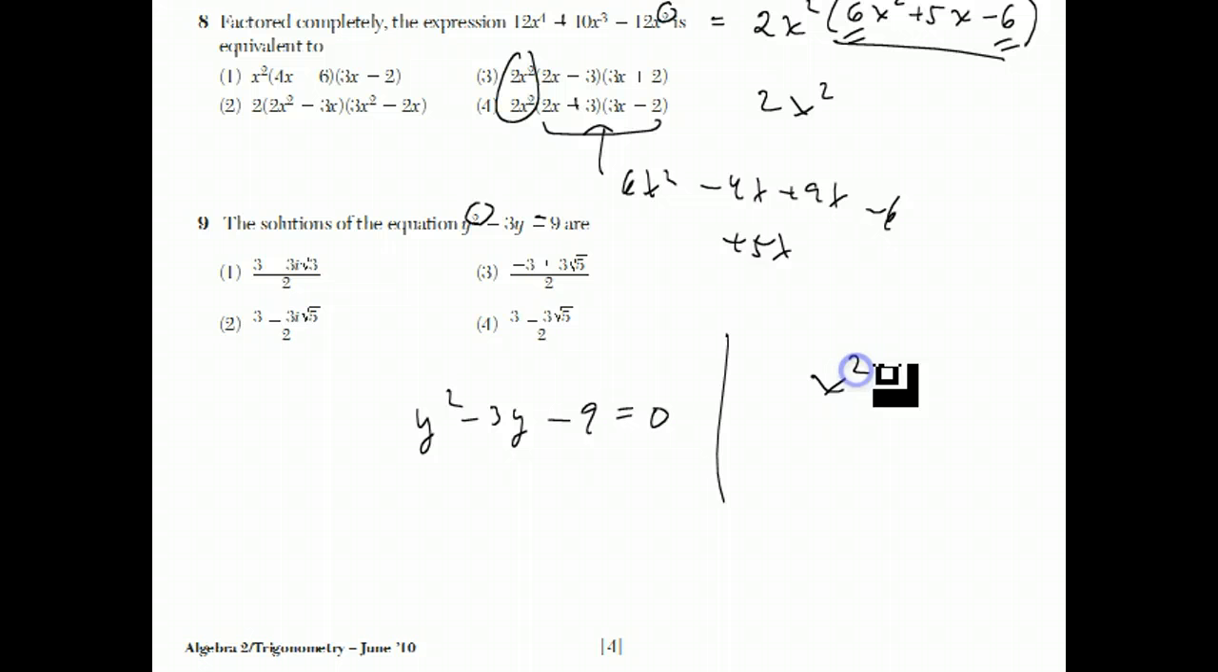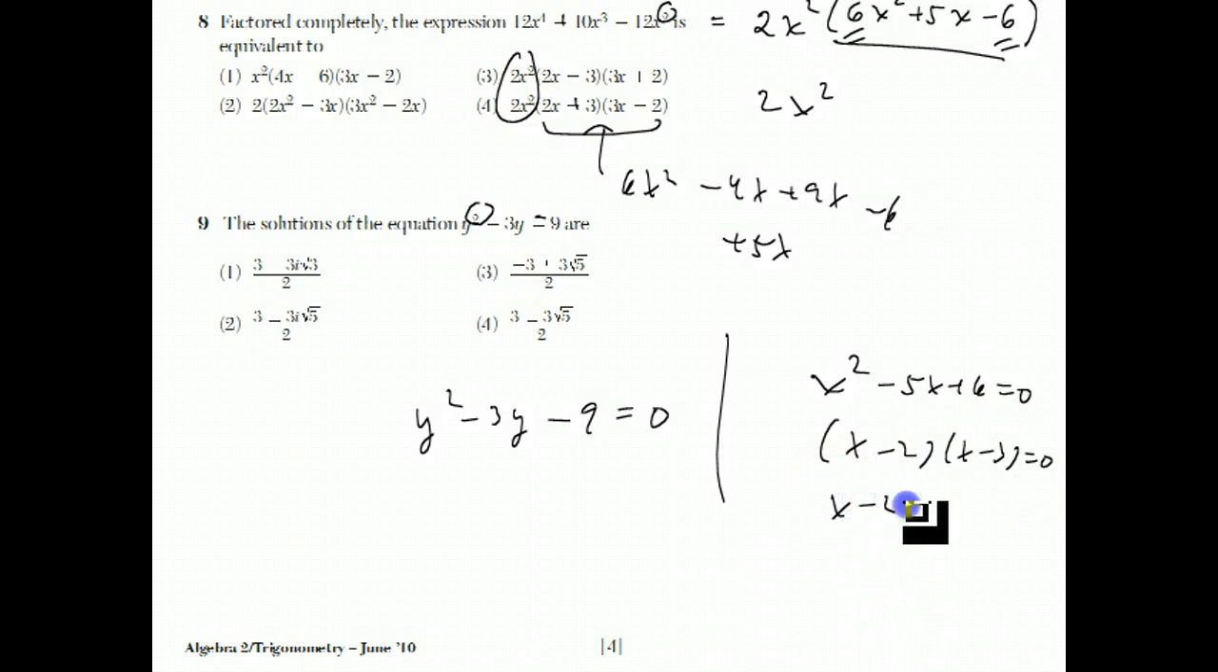It'd be like x squared minus 5x plus 6 equals 0. If you can factor the left-hand side, that means something times something equals 0, so one of them has to be 0, or the other one has to be 0. And when you solve, you get x equals 2, or x equals 3. That's not this question. This question doesn't factor.